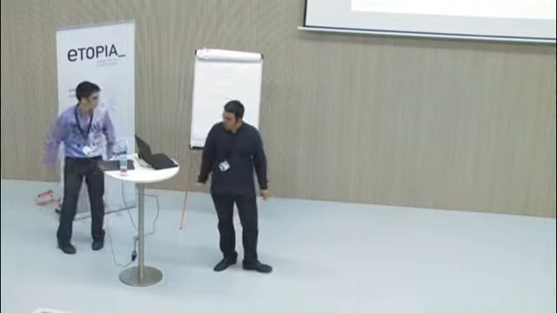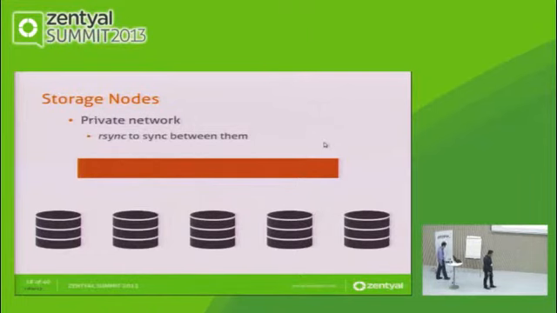So we are now in the storage node. The storage node is the one that has the data. The real requirement here is to have it in a private network. Why? Because everything is replicated using rsync, without any authentication and without any kind of security. There is no ciphered data. Everything is plain. So we have to use it in an isolated network.